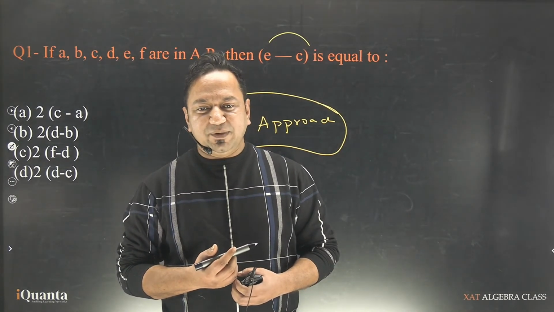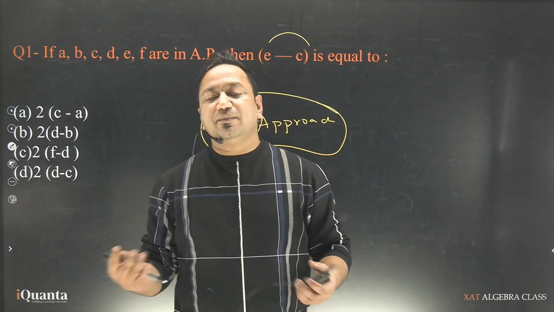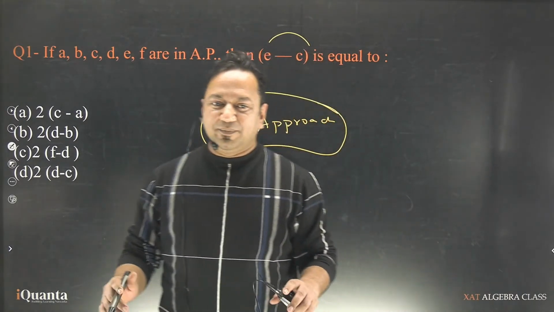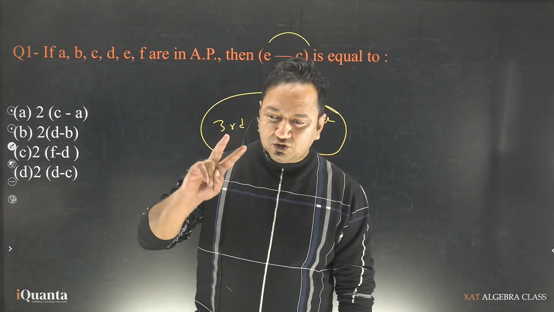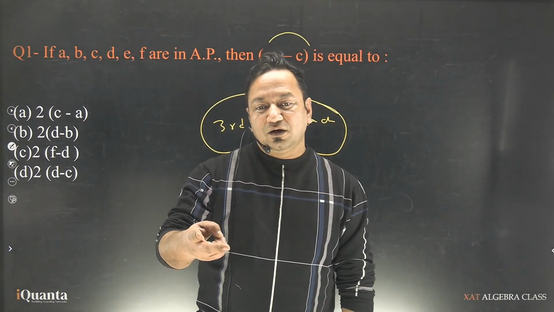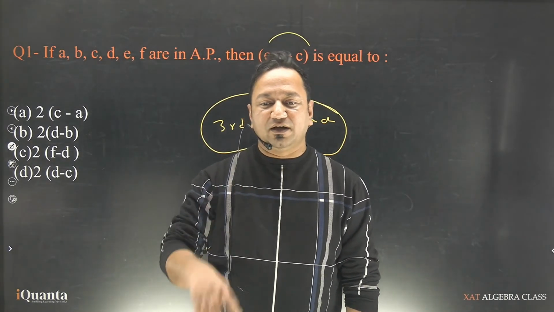So the difference between 2 alternate terms in an AP would be double of the difference between 2 consecutive terms. Do you get it? I'll repeat. Difference between 2 alternate terms in an AP would be double of that of difference between 2 consecutive terms. Is that clear?